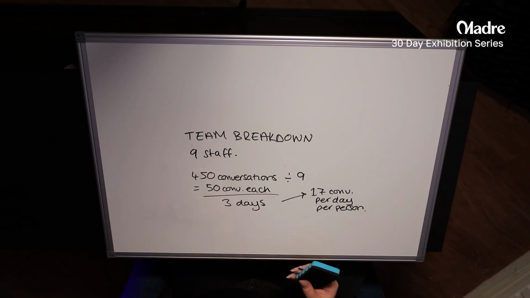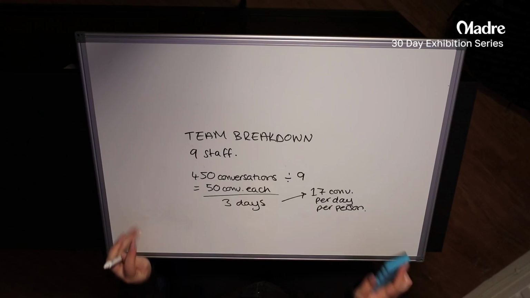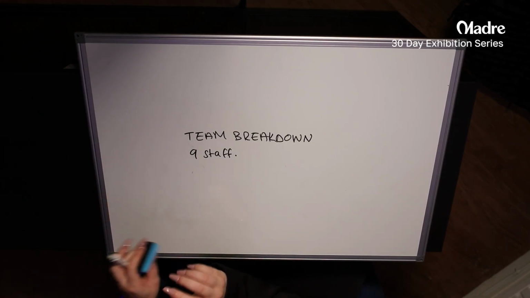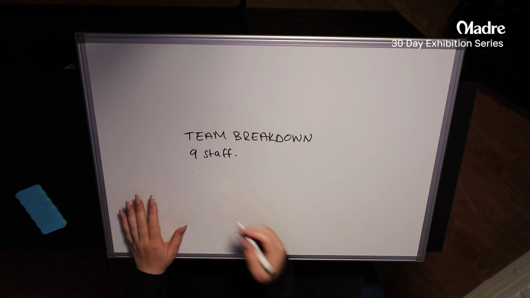The next thing that we want to do is bullet point each of those numbers per person so that they have their finger on the pulse. So what we want to do is break it down simply. So we want 50 conversations over 3 days.